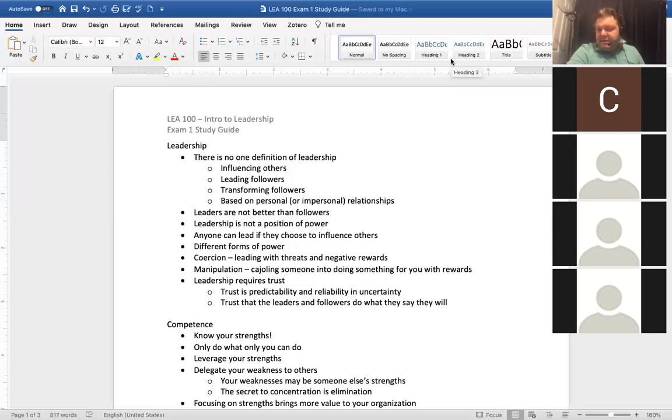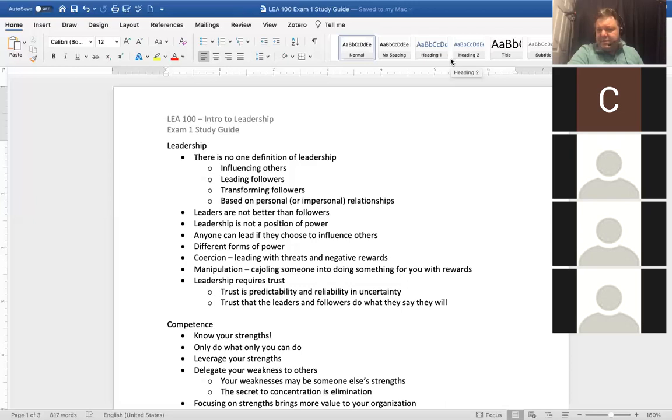Leadership, there's no definition of leadership. Leadership is different for many different people. People know it when they see it, but they really struggle with trying to define it. So it's based on impersonal relationships or personal relationships. Either you know that person and you can lead somebody in your family, a younger sibling, even an older sibling. Sometimes you lead your parents. Sometimes your parents lead you. It's about influencing others or leading others, transforming followers.